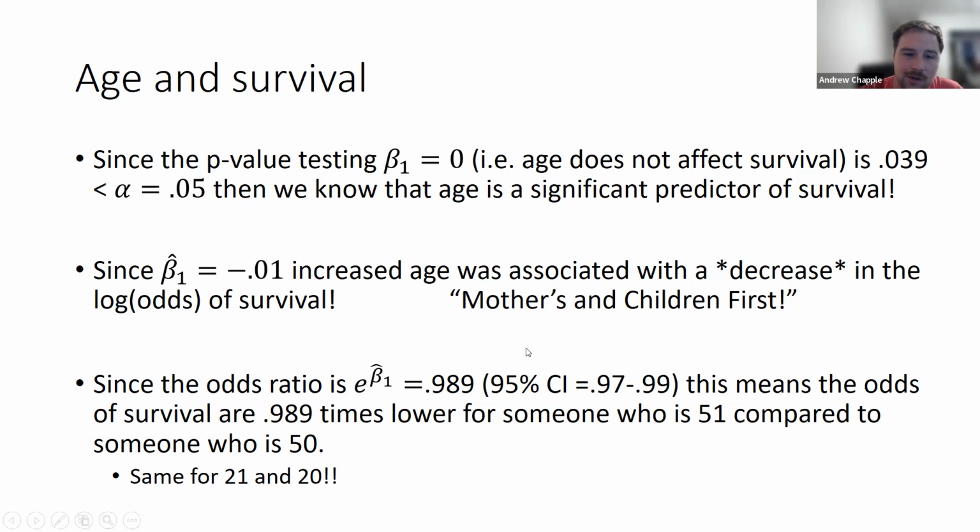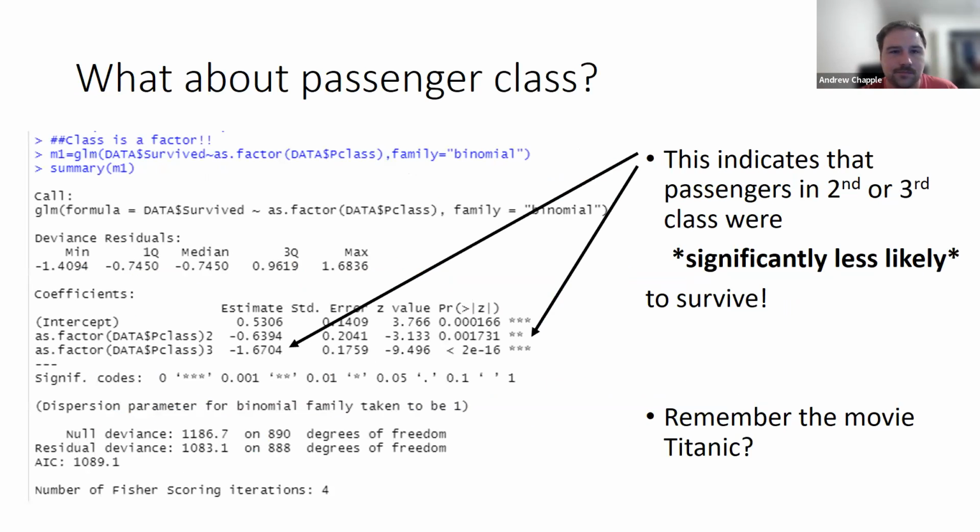This confidence interval here, this is that estimate for the odds ratio. And the confidence interval, you just do the exponent of the confidence interval of your object. The odds of survival are 0.98 times lower for someone who's 51 compared to somebody who's 50. And it's the same for 21 versus 20. That's the interpretation. Your odds of survival are blank times lower, given a 1 year increase in age.